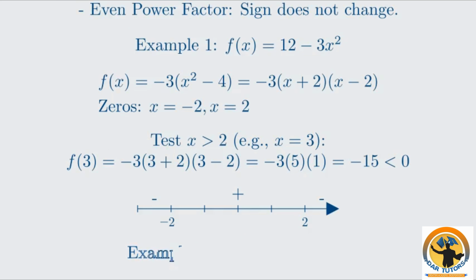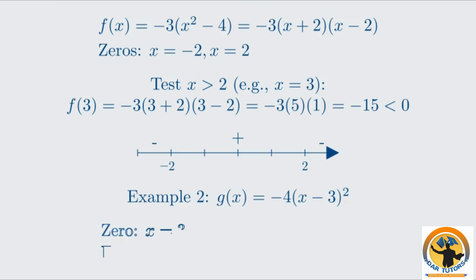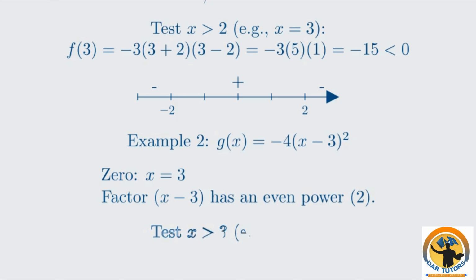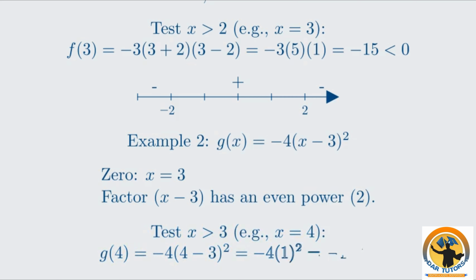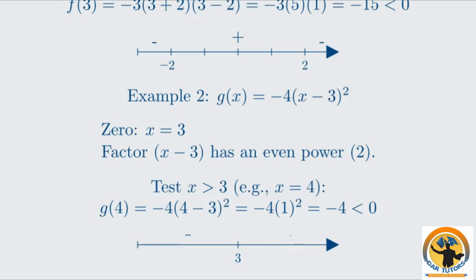Now for our second example, g of x equals negative 4 times the quantity x minus 3 squared. This function has only one zero, x equals 3. The factor x minus 3 has an even power, 2. This means we expect the sign to not change at x equals 3. Let's test a value greater than 3, say x equals 4. g of 4 is negative 4 times 1 squared, which is negative 4. So the sign is negative. Because the power is even, the sign does not change at x equals 3. It remains negative on both sides.